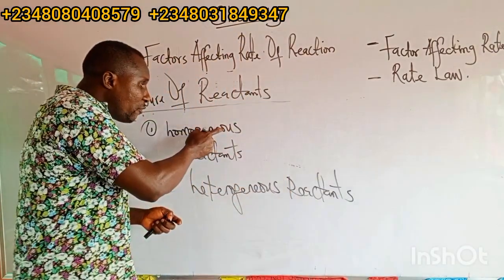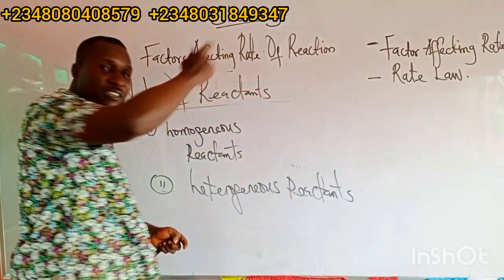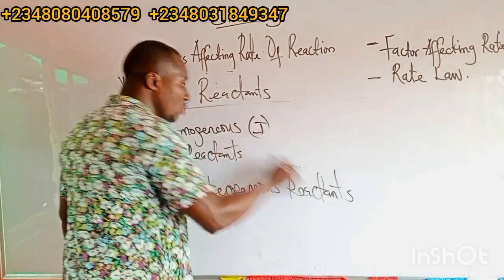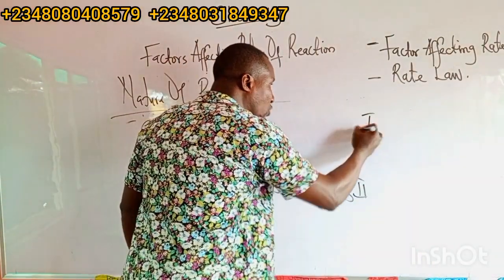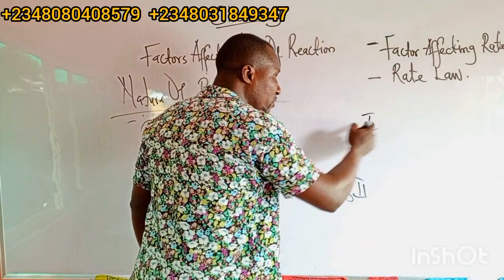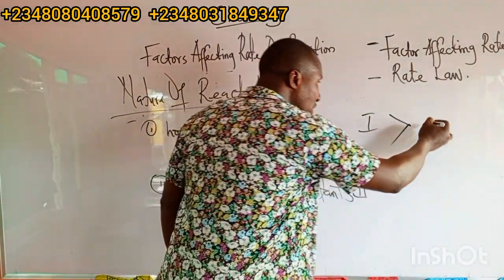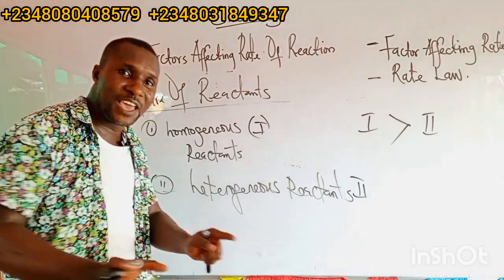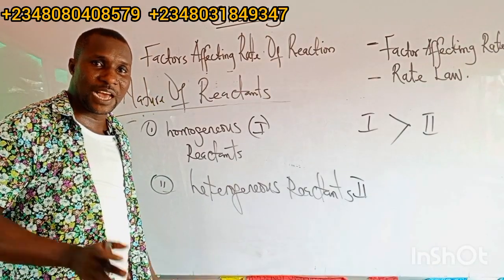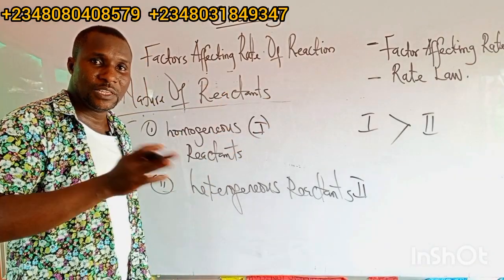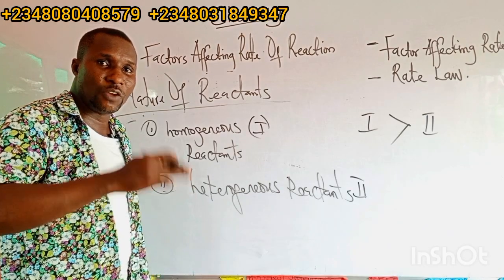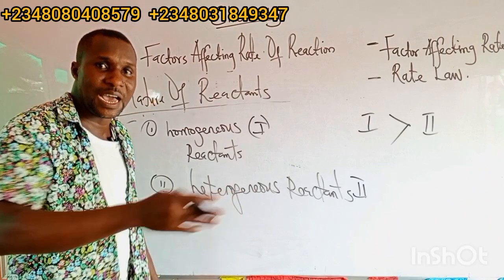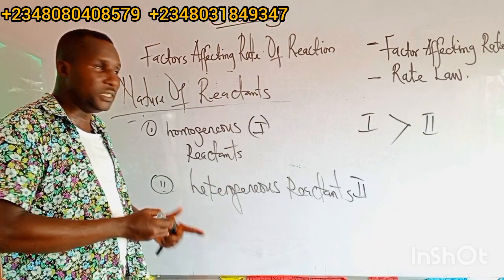The rate of reaction for homogeneous reactant is greater than the rate of reaction for heterogeneous reactant. Take note. Let me call this one 1 and this one 2. That means the rate of reaction for homogeneous reactant is greater than for heterogeneous reaction. When all the reactants are in a single phase, gas or aqueous, the rate of reaction will be very high compared to when they are solid aqueous or solid gas. Please take note of that.